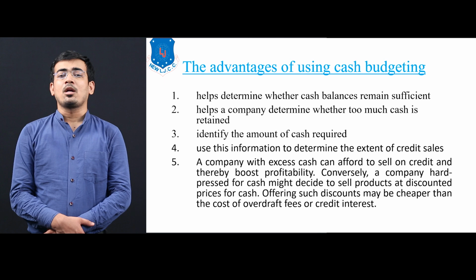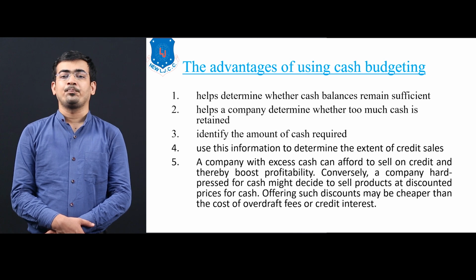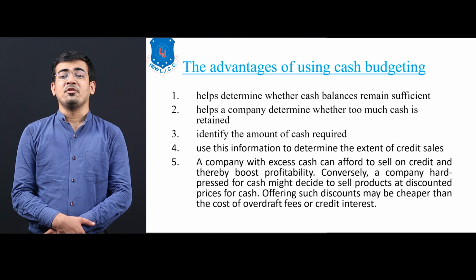Number 5, a company with excess cash can afford to sell on credit and thereby boost profitability. But for that purpose, we have to prepare a cash budget. Conversely, a company hard pressed for cash might decide to sell products at discounted prices for cash, which increases sales also. Offering such discounts may be cheaper than the cost of overdraft fees or credit interest.